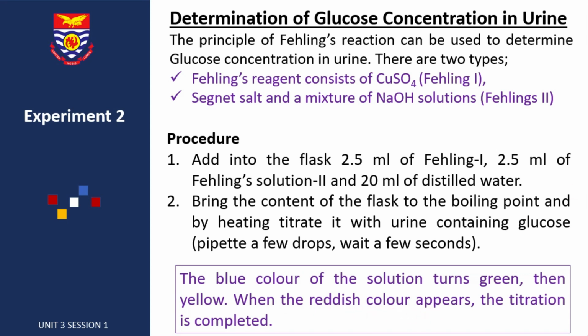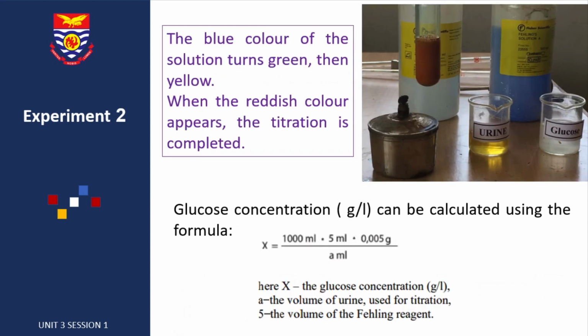So the color of the urine is kind of yellow. So when you add the Fehling's reagent, as you keep titrating, the green color goes back to the yellow color until the persistent red color is observed. Then we can be sure that the titration is complete.